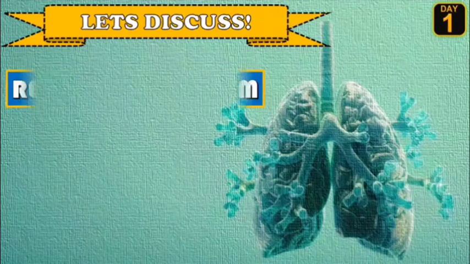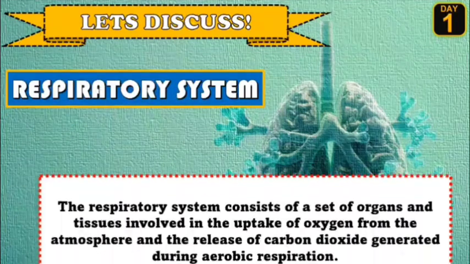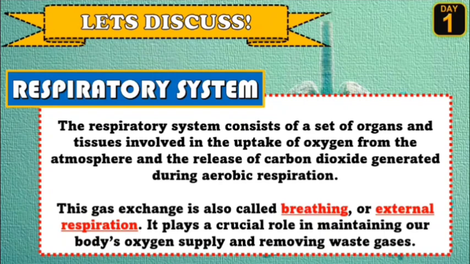So let's now discuss the respiratory system. The respiratory system consists of a set of organs and tissues involved in the uptake of oxygen from the atmosphere and the release of carbon dioxide generated during aerobic respiration. This gas exchange is also called breathing or external respiration. It plays a crucial role in maintaining our body's oxygen supply and removing waste gases.